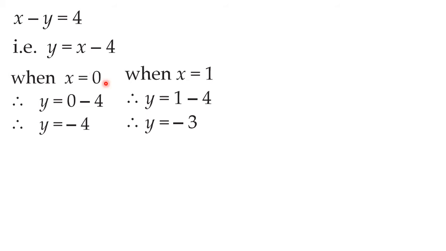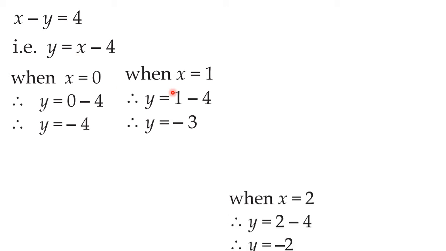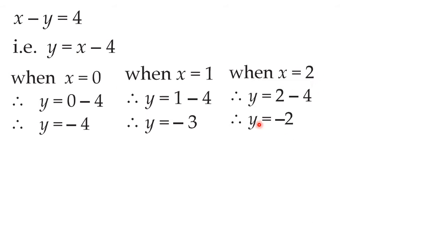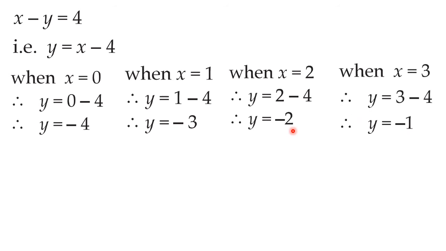Orally also you can do as I have said. When you take x is equal to 2, then y is equal to -2. And when you take x is equal to 3, y is equal to -1. Okay. So see here, as the values are increasing, here they are just decreasing. Don't observe the symbol, only see the numbers.